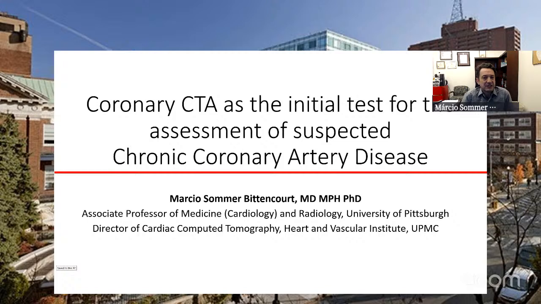So the title is very broad, but very specific, and I chose some words wisely. I'm going to talk first about the initial test. I'll go a bit beyond the initial test at some point later in the talk, as you will notice. And this is assessment of suspected CAD, as most of the patients come in before the initial diagnosis. So I'm not going to talk that much about post-revascularization patients. We know there's coronary artery disease from before, though I might touch a little bit on that.